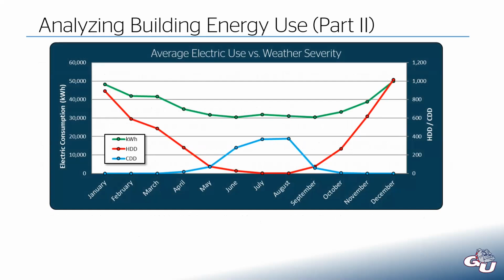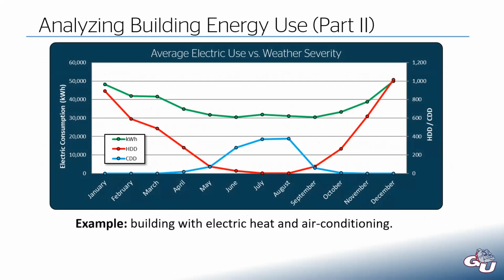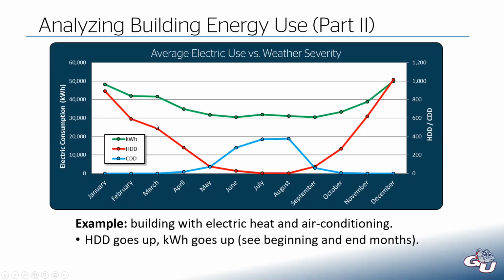Actually, I did my capstone project on this building for my master's degree. This is an example of a building that has electric heat and air conditioning. Plotted on this graph, the green line is our kilowatt hours, the red line is our heating degree days, and the blue line is our cooling degree days. You can see as the heating degree days go up in the winter months on both sides of this chart, you see a corresponding increase in electric use, which makes sense because they have electric heat at this building.